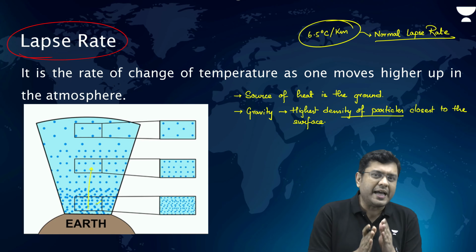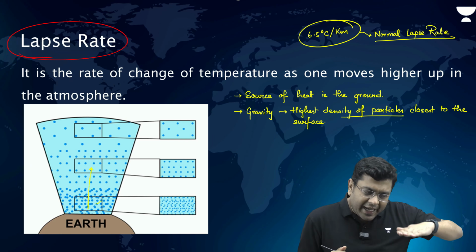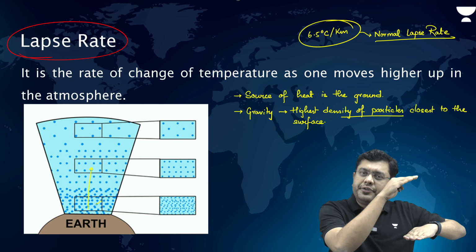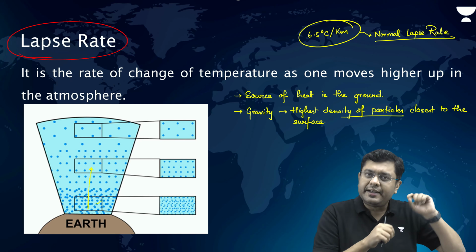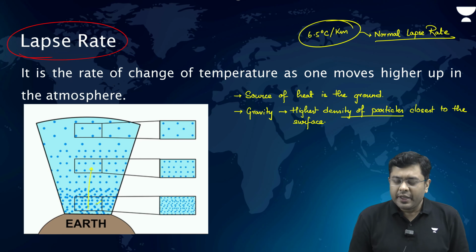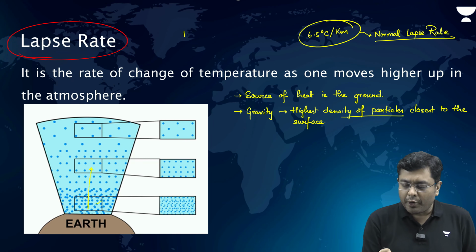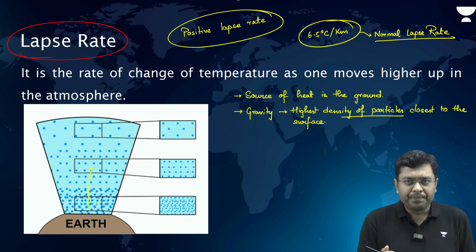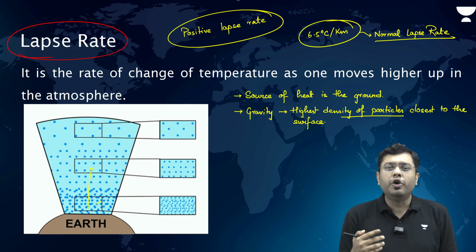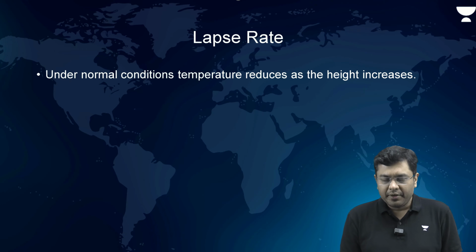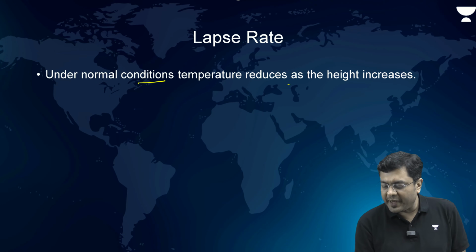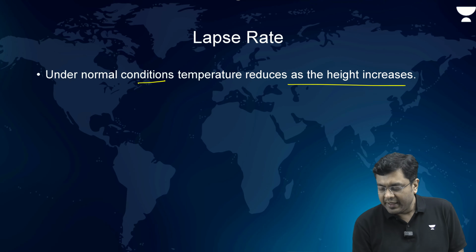So, this is to establish what? That as you move up from the ground surface into the height, the temperature tends to reduce. This is also known as the positive lapse rate. Now, due to certain conditions, certain weather phenomena, we experience a condition of negative lapse rate as well. Under normal conditions, temperature reduces as the height increases. This is classified as positive lapse rate.